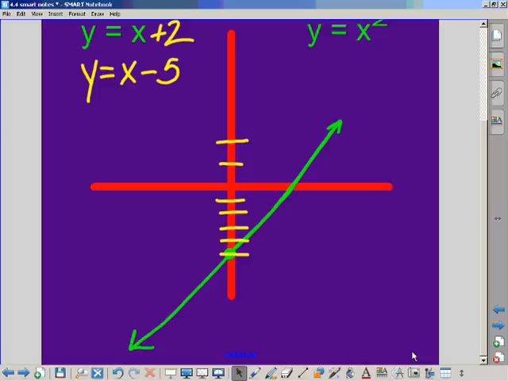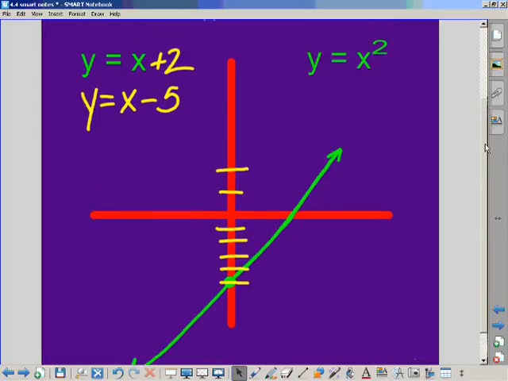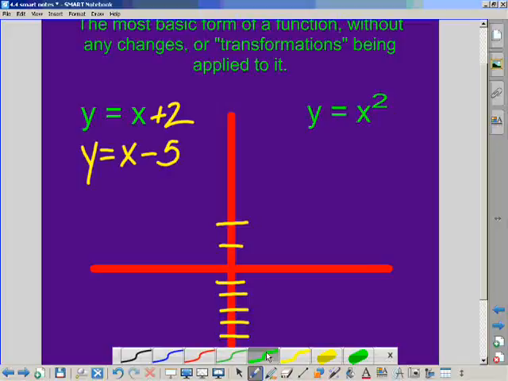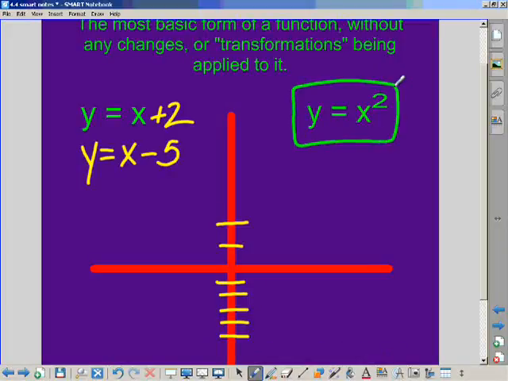Parent function is just in its most basic form. What does this function look like? Well, the y equals x squared parent function looks like this. I want you to be familiar with these key points that are on the equation, or the graph, of y equals x squared. We can think about these points in terms of a table of values. What happens when we plug in 0 and square it? We get 0. So let's plot that point, 0, 0.